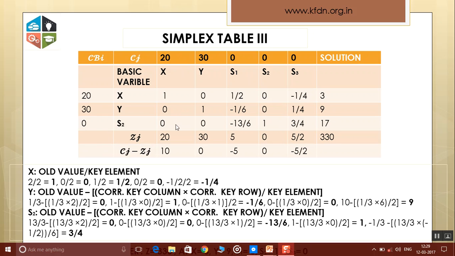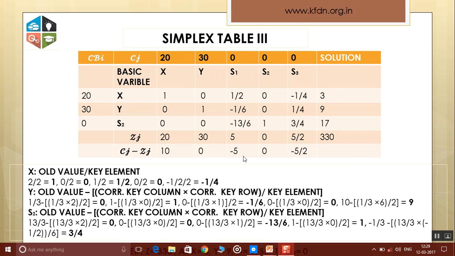20 minus 20 is 0. 30 minus 30 is 0. 0 minus 5 is minus 5. 0 minus 0 is 0. 0 minus 5 by 2 is minus 5 by 2. Now we can see we have 0, 0, minus 5, 0 and minus 5 by 2. The optimality condition has been reached as all the values of Cj minus Zj are 0 or negative.